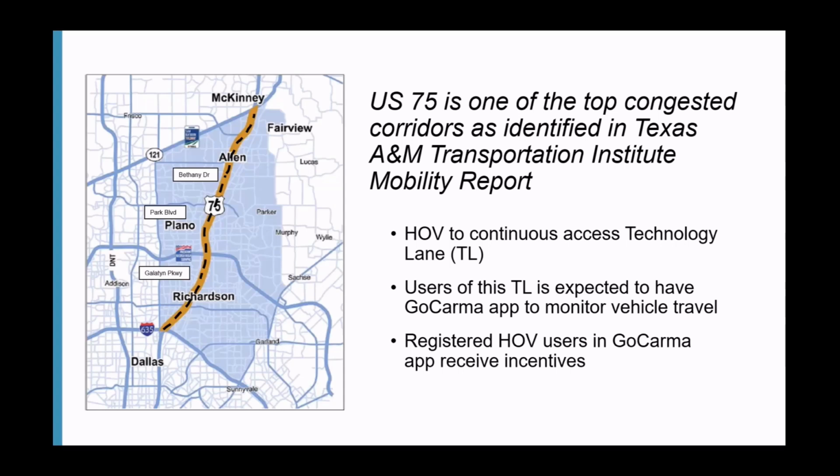Moving on to the future model, it's going to be a continuous access technology lane, which means the users of the technology lane should register themselves in a GoCarma app, and HOV users of that lane will receive some incentives. However, like Matt mentioned, it's still under discussion, but for the purpose of the project, this was the scope we went with.